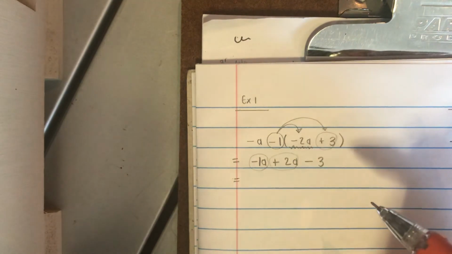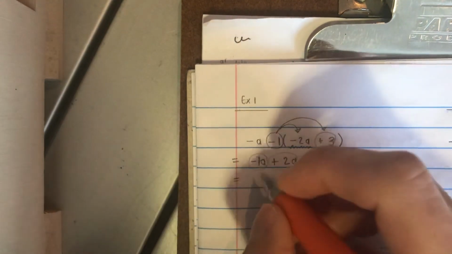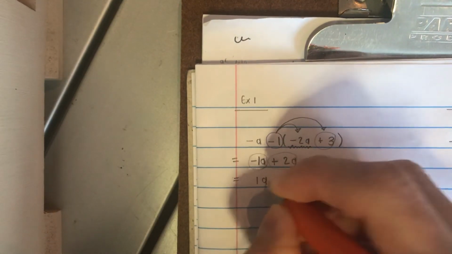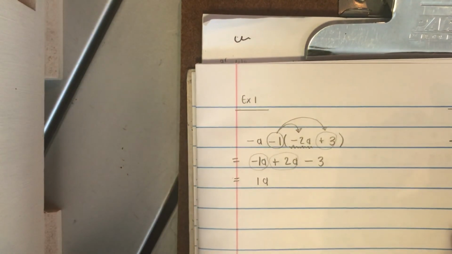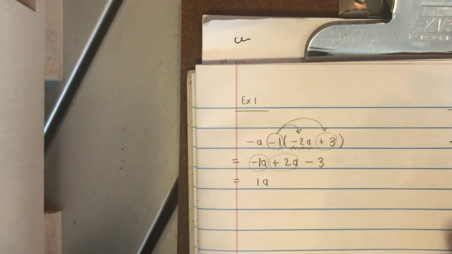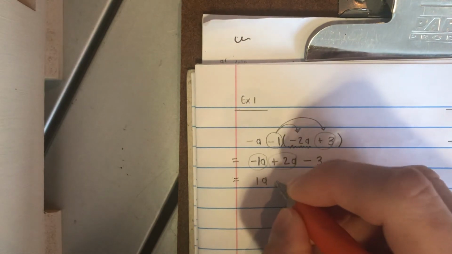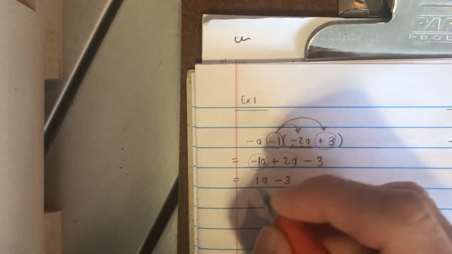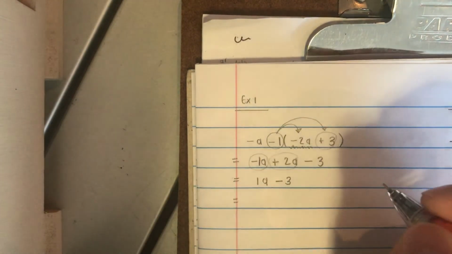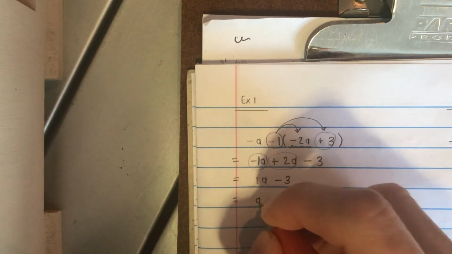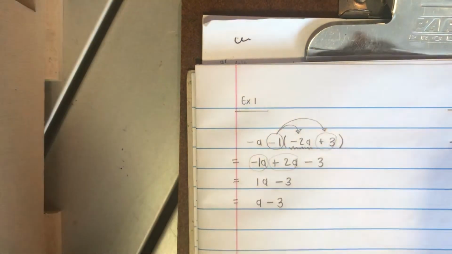-1a plus 2a will give us +1a. So we're just going to write a 1a. It's not necessary to write the positive, because if there's no sign, it is a positive. So it's 1a minus 3. Now remember, we don't have to write the 1 there. It's good practice to leave out the 1. So it's a minus 3.